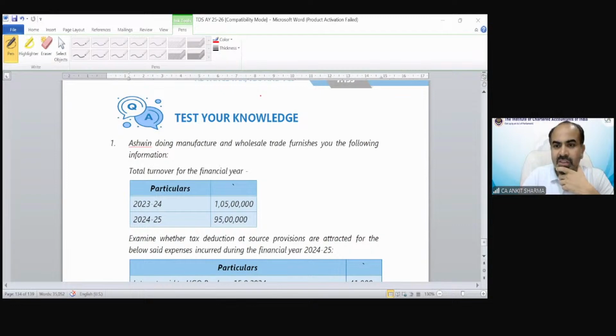Sir, it is twice or 5%, 1%, 206C(1H), whichever is higher. So for 206C(1H), 5% would not be applicable. Only 1% is the value which needs to be applicable. Same in case of section 194Q.